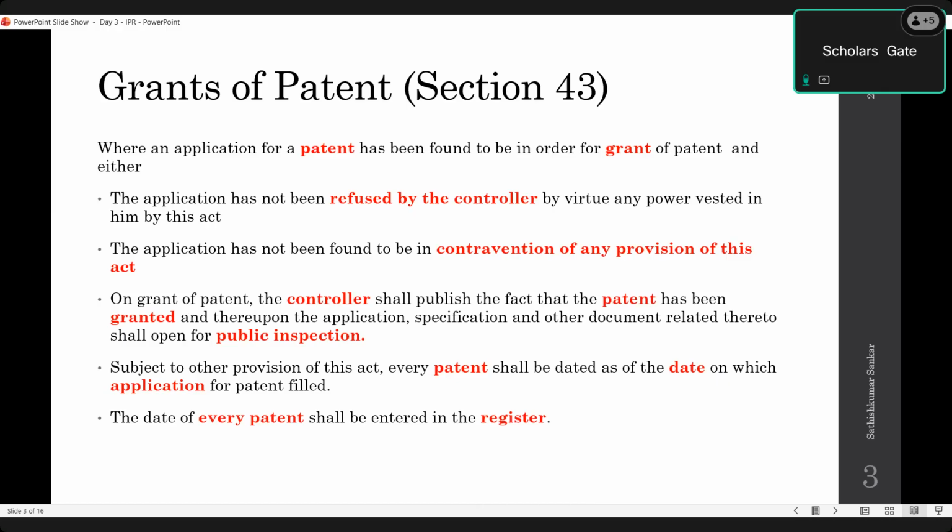So you want to pay the renewal fees every year. You want to maintain your patent and the patent details in that particular patent register.